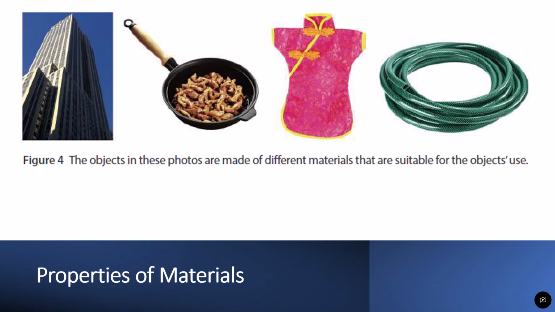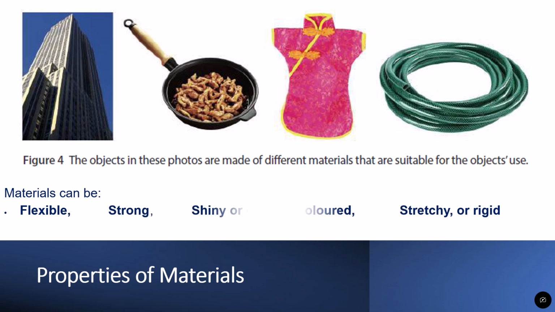So let's continue. If we look at these objects, we can see that they're made up of different materials. So here we have a building that's made up of concrete and block and steel. In the frying pan, we have a substance in it. I'm not sure what it looks like. Maybe fried chicken. The saucepan is made out of metal. Then we have a little blouse, it's made out of cotton, and we have rubber.